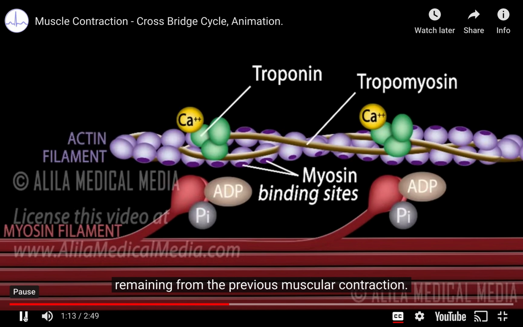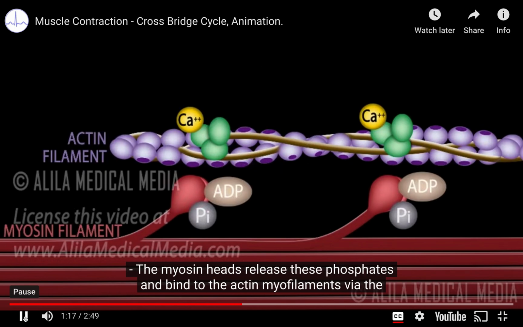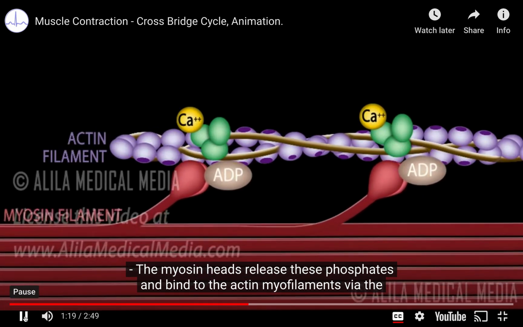Remaining from the previous muscular contraction. The myosin heads release these phosphates and bind to the actin.